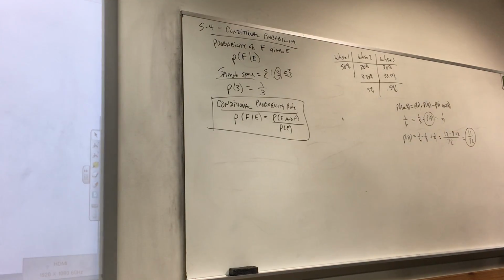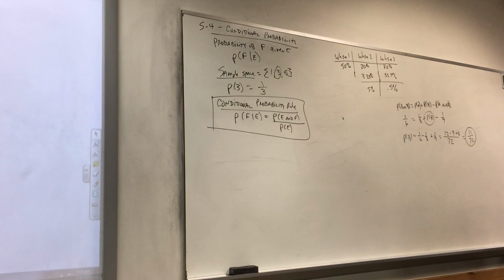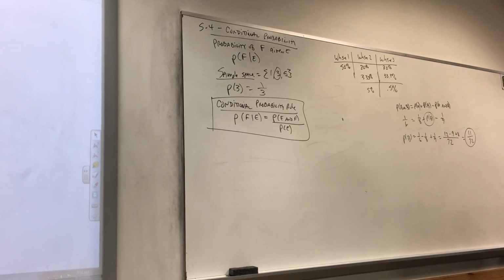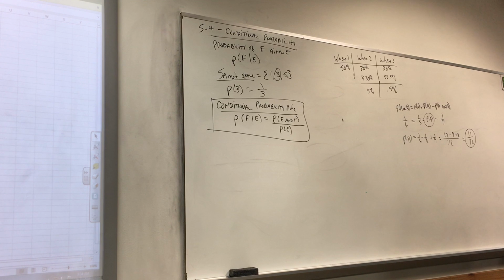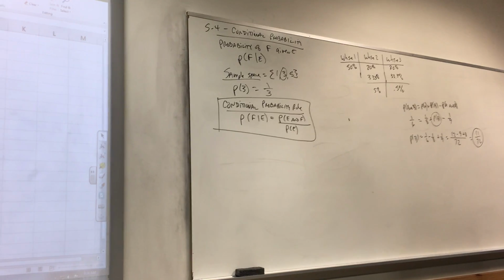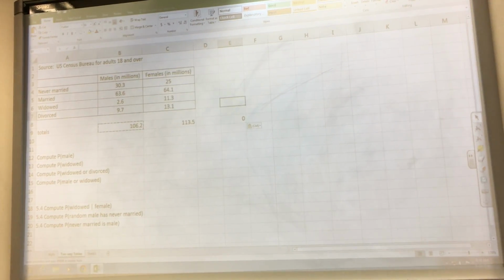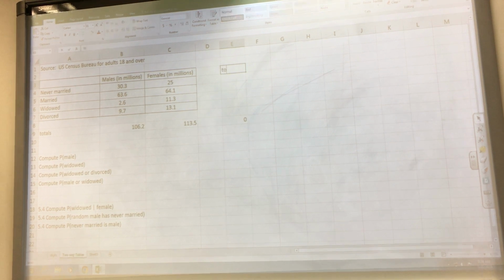Spreadsheets here. Worksheet 5.2. All right, so go to the two-way tables. We're going to go to the census data. Okay, and let's just get the totals. And totals here.